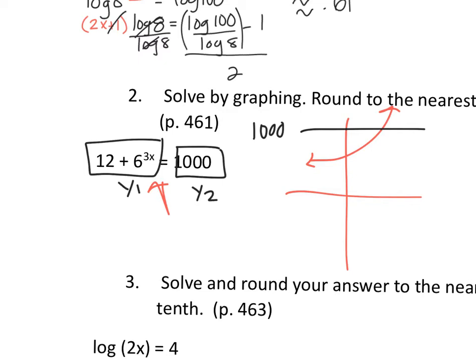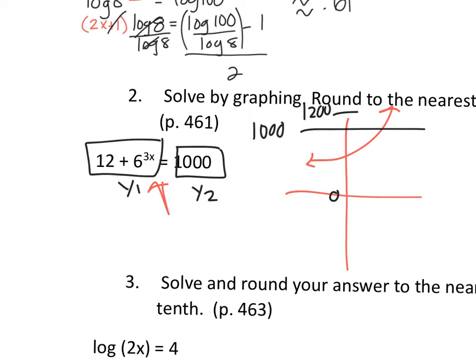So I'm going to change my y-max to 1,200. And so it's going to go from 0 to 1,200 right here. And so you should have two functions, 12 plus 6 to the 3x power, and then I'm also going to have the function just y equals 1,000.